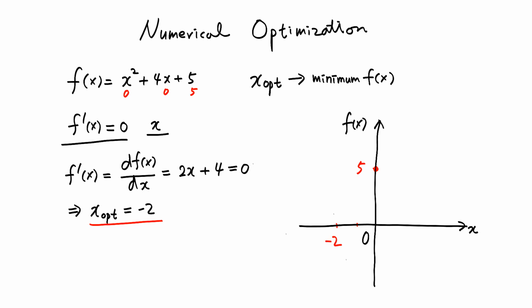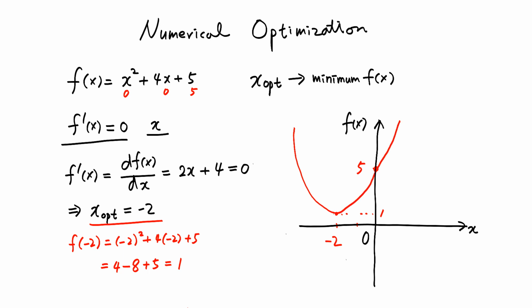And that value will be f(-2), which is (-2) squared plus 4 times -2 plus 5, which is 4 minus 8 plus 5, which is 1. And this will be 1. So our function will be something like this. We have a minimum at negative 2, and then we have a vertical axis intercept, which is 5. This approach is called analytical optimization.